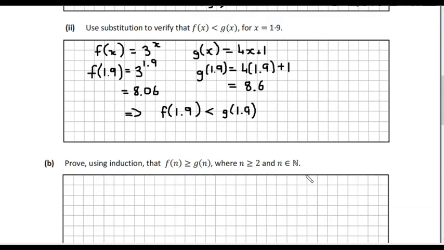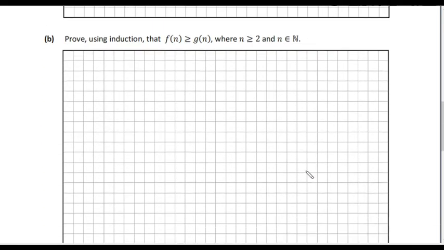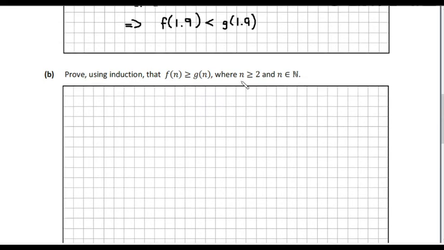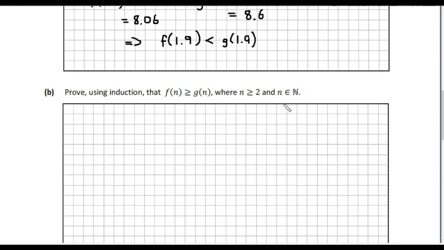Right, so moving on to part B, it says prove using induction that f of n is greater than or equal to g of n, where n is greater than or equal to 2 and n an element of the natural numbers. Really it's wanting us to show that for any value of n greater than 2, f of n is going to be greater than or equal to g of n.